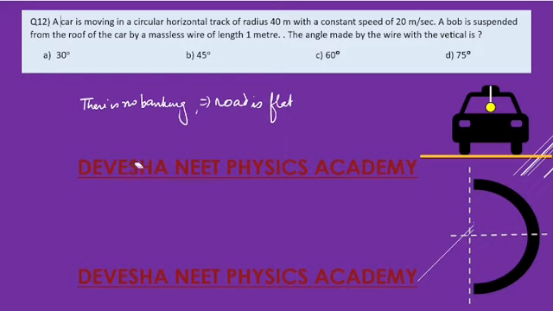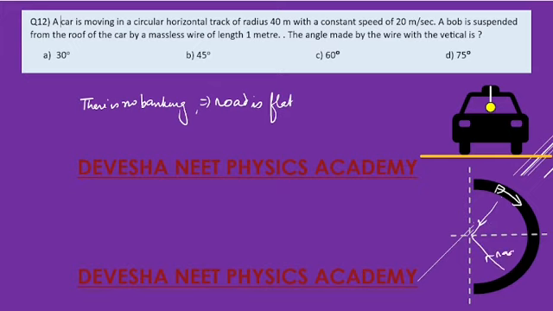So here also, now what happens? Let's imagine what will happen to this particular bob here. Now, as this moves like this, the car is moving like this. Again, this is a radius here.